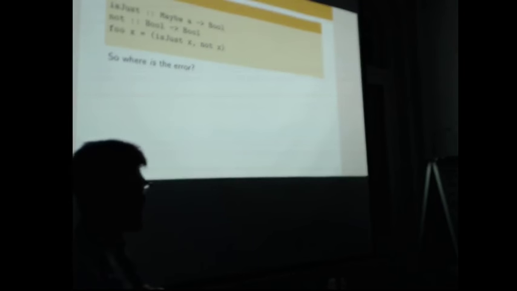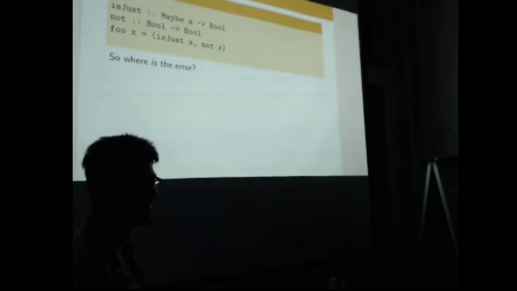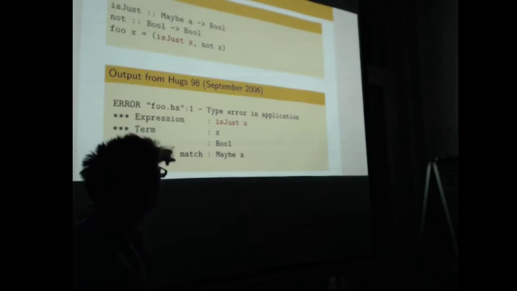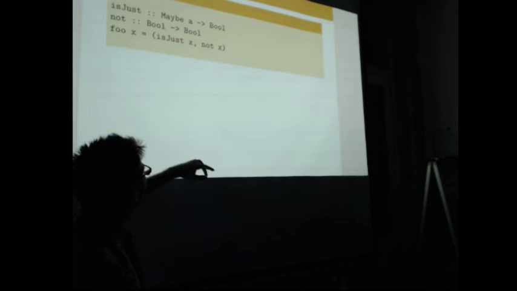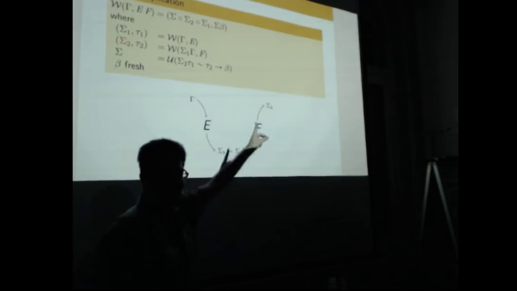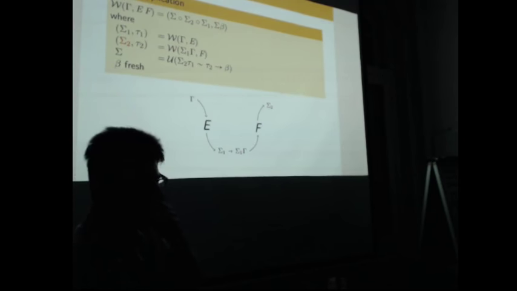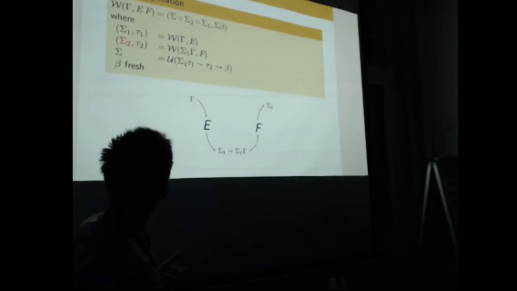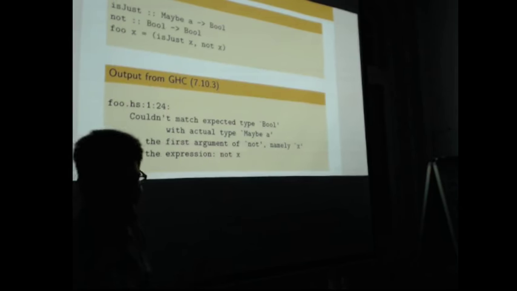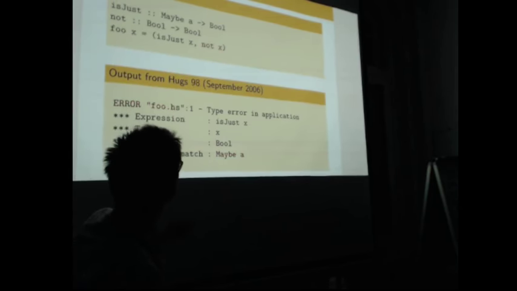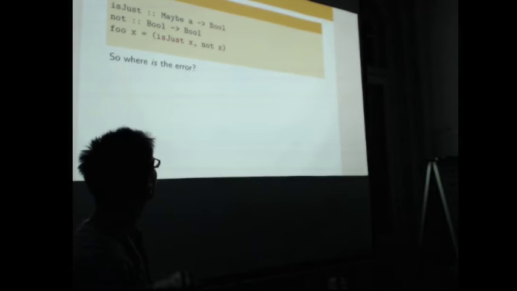Have you tried Helium? No, I haven't. That's probably a good idea. But the point here is that the only reason you get seemingly conflicting error messages is because one of these type checkers goes this way, the other goes that way, and each of them is right. But from the user's point of view, it's not helpful, because the expression not X doesn't have any problems, and is just X also doesn't have any problems. So where is the problem?